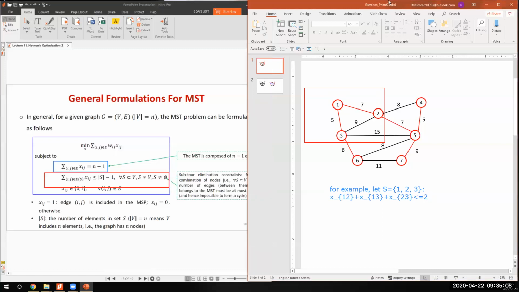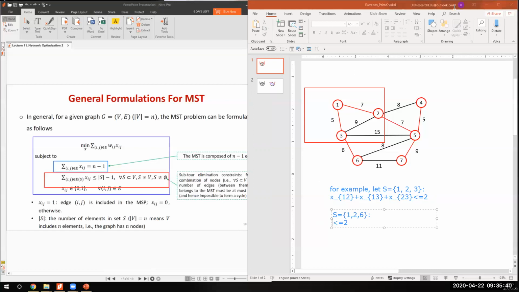So you have this. But what if, for example, I don't choose this as s? I choose another s. For example, I want to play with s equal to, let's say, 1, 2, 6. Then what's going to happen? Let's have a look at the right-hand side. The right-hand side is always 2. Why? Because s includes 3 nodes, and 3 minus 1 equals 2. So the right-hand side is still 2.